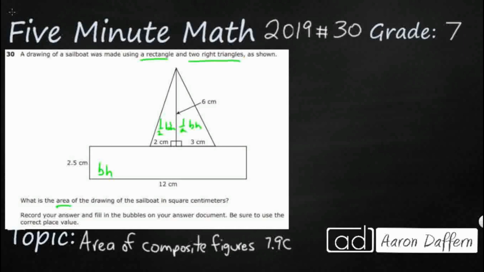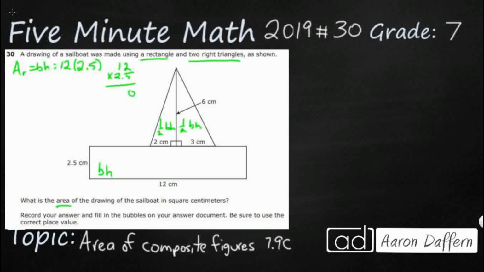So let's just start with our area of a rectangle. So area of a rectangle, remember, is base times height. And so that's going to be 12 times 2.5. If only that wasn't a decimal, we could probably just do that without even actually lining up. But let's just go ahead and do that. 12, 2.5.